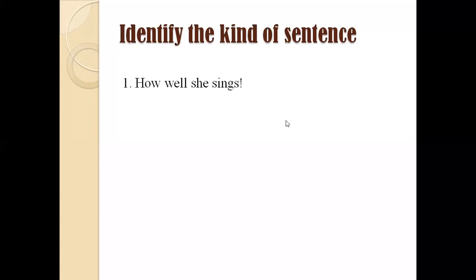Here, when I come to you and tell, wow, how well she sings, no? So what am I doing there? I'm exclaiming at what a good singer she is, isn't it? And also you see an exclamation mark. So what kind of a sentence is this? It is an exclamatory sentence. Clear? And those who got it right, good.